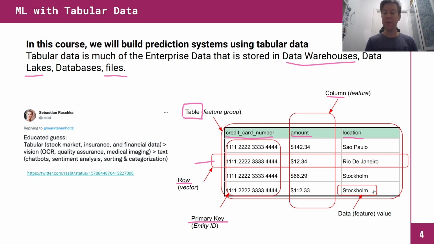So it would be the credit card number and the timestamp. And then we have an individual value within a given row. So for the location value, we can see within this row, we have the word Stockholm. So this is the terminology we use in databases.